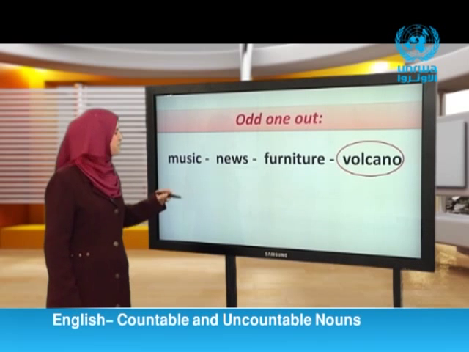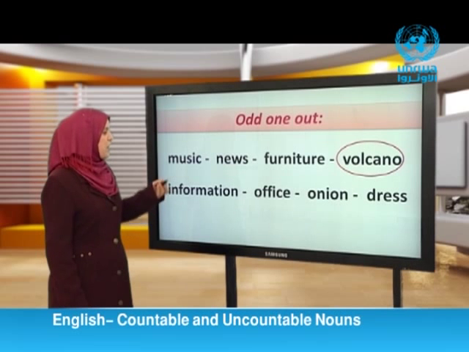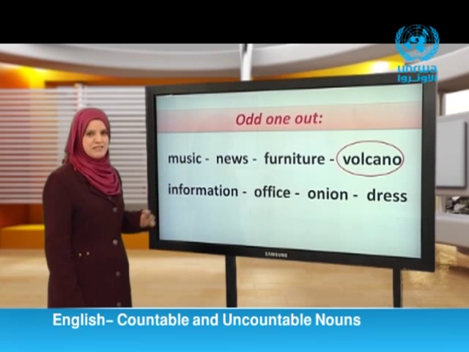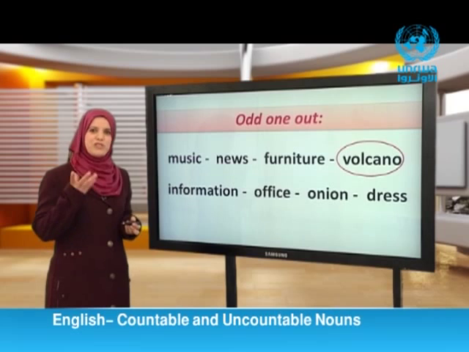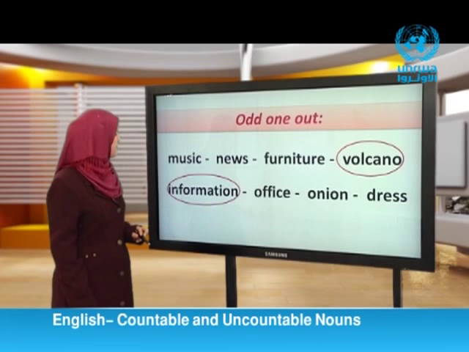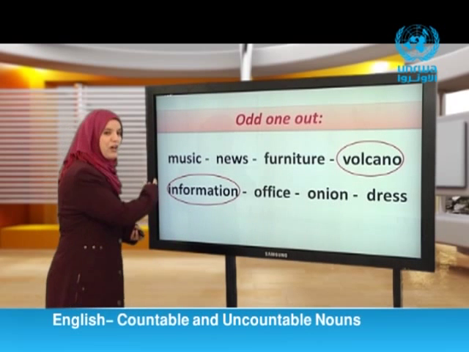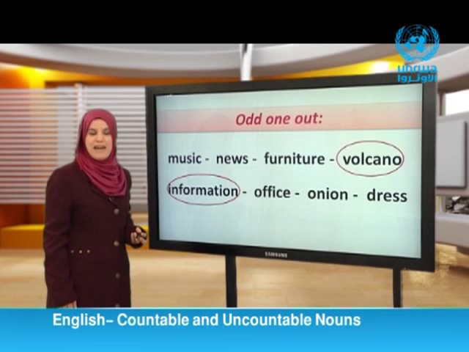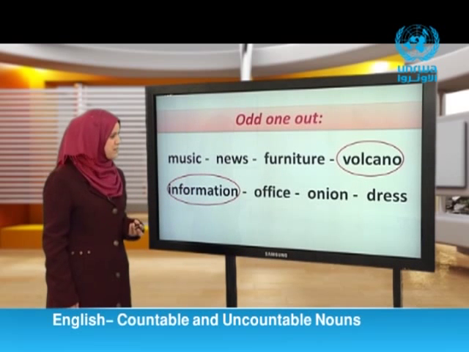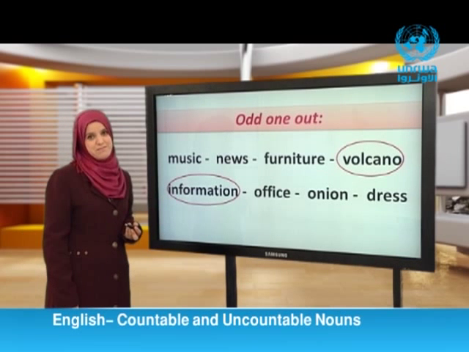Next one. Information, office, onion, and dress. Which is the odd one out? Good. Information. It is uncountable and all the others are countable nouns. Office, offices. Onion, onions. Dress, dresses. But we can't count information. Next one.